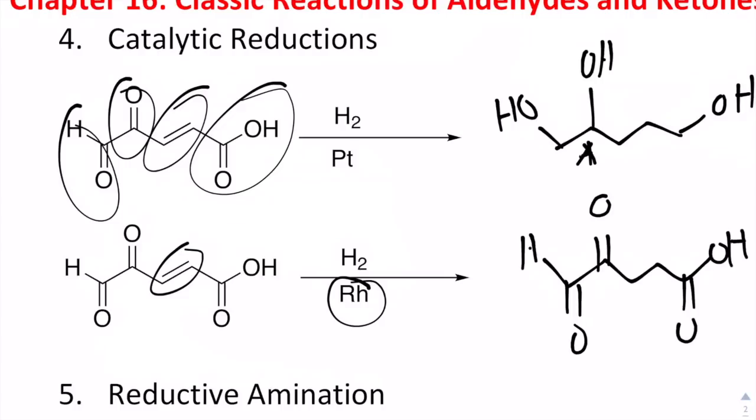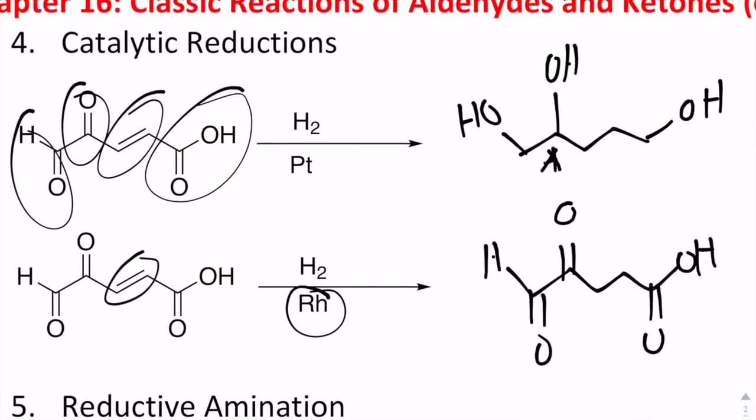All right, so let's just summarize all the different reductions we know. H2 platinum palladium nickel is the strongest reducing agent, reduces every single unsaturation point in a molecule. Any of the metal hydrides are only specific to carbonyls, and more specifically, sodium borohydride is only for aldehydes and ketones, but lithium aluminum hydride can reduce any of those carbonyl groups, including carboxylic acids. H2 and rhodium is only specific to alkenes, so the alkene will be reduced, but none of the carbonyls will be reduced. So just remember that.